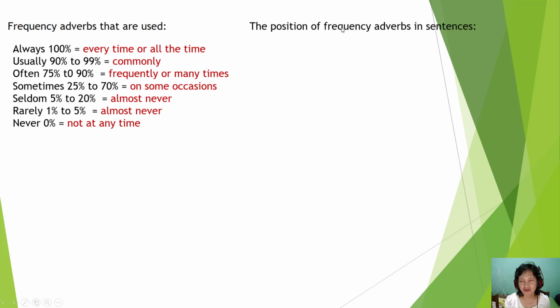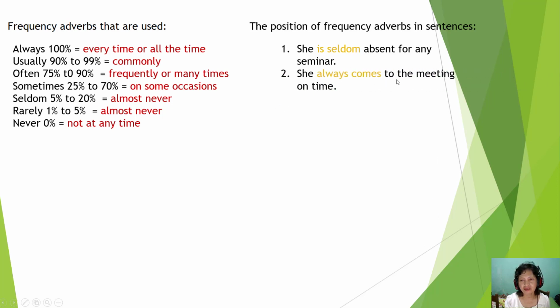how to put frequency adverb in sentences? The first is, when you have to be here, put it after the to be. So she is seldom absent for any seminar. And then she always comes to the meeting. If you have a verb here, you can put always here. And then the third is, she may never know about this case. There is an auxiliary here and there is a verb.